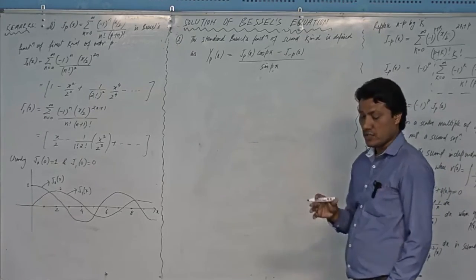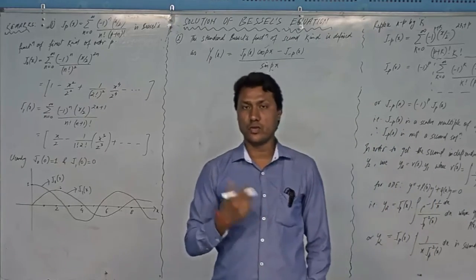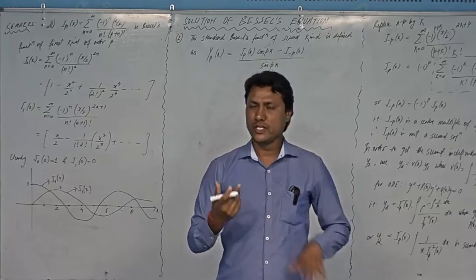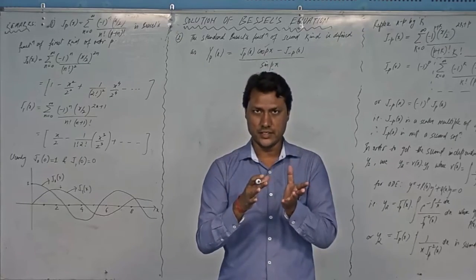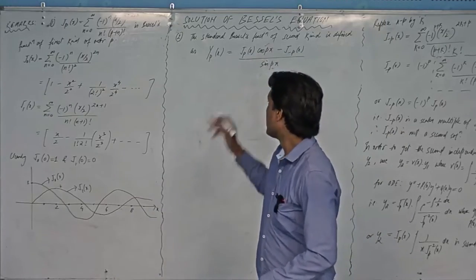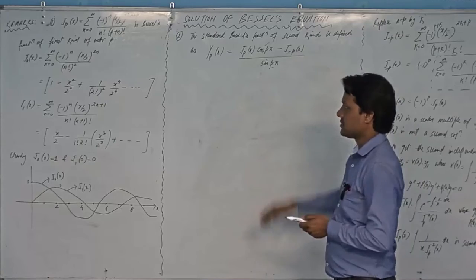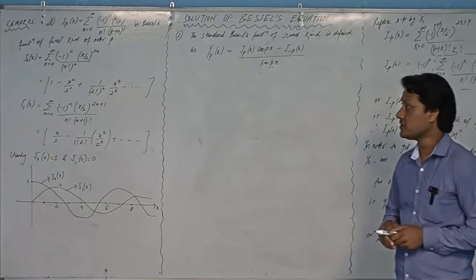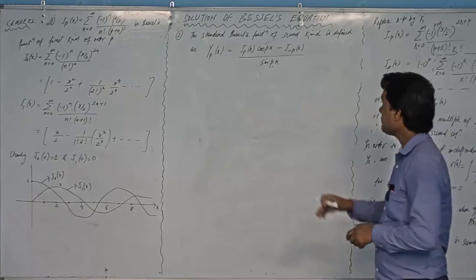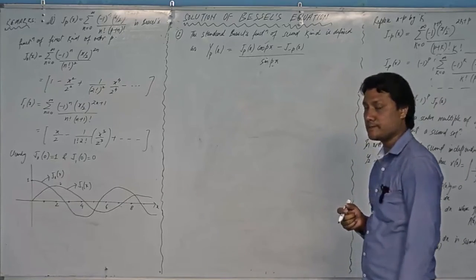However, this is not used. The problem with this is that it is unbounded near x equal to 0. For practical importance, you need those solutions which are bounded, right? But this second kind solution of Bessel's function is unbounded near x equal to 0, so it is not of practical importance, right? Only J_p(x) is important, right? So this is the standard Bessel's function of second kind, right?